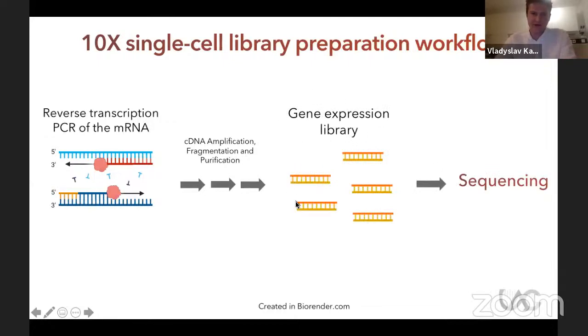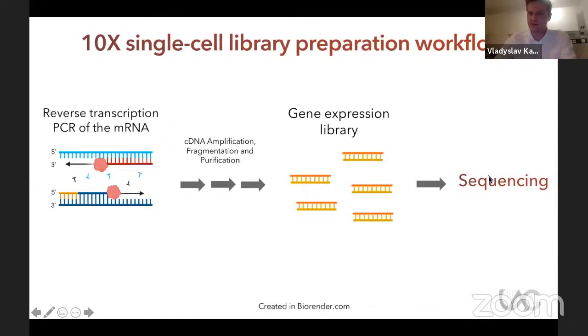So basically, the output of this method would give you DNA molecules that contain information about the whole messenger RNA molecules that are contained in your cell, okay? So that means that the library from each and every sample would contain the messenger RNA information of each and every cell that you have in your sample. And this DNA that you will get after your experiment in the wet lab, you can send for the sequencing or sequence it on your own if you have the sequencer machine in your lab.